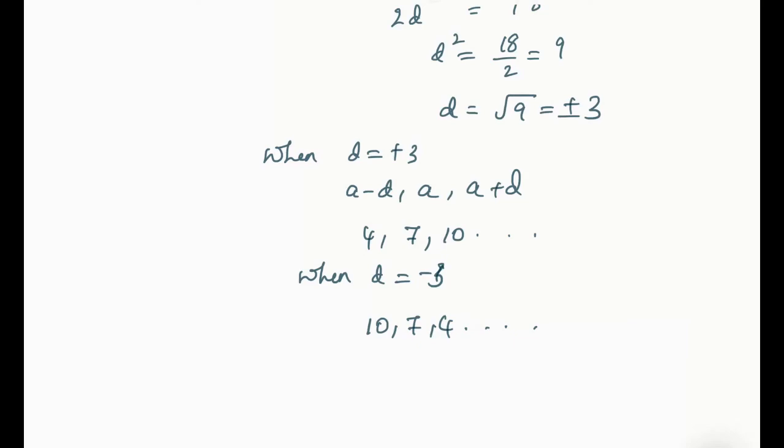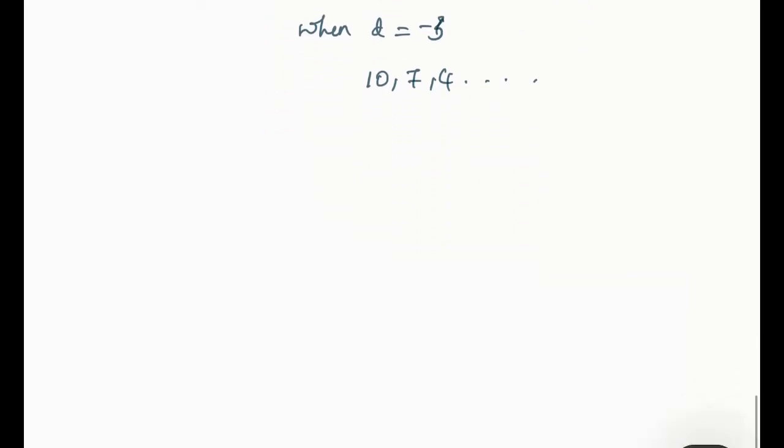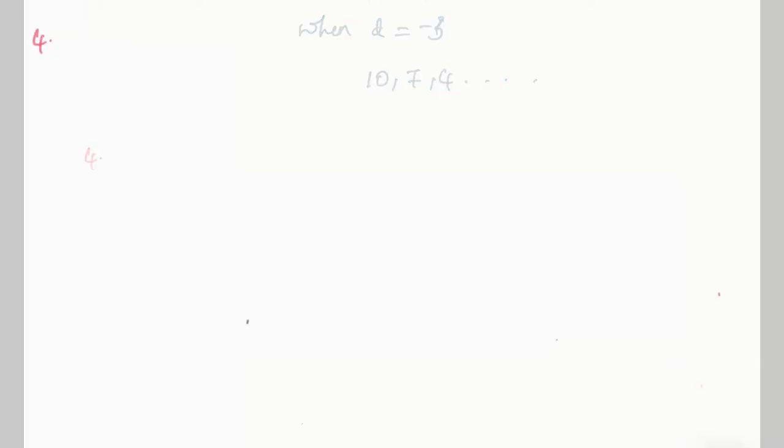Now let me do the fourth question. What is given in the fourth question? Divide 96 into 4 parts which are in AP, and the ratio of the product of their means to the product of their extremes is equal to 15:7. So let me do the fourth question. Divide 96 into 4 parts which are in AP.